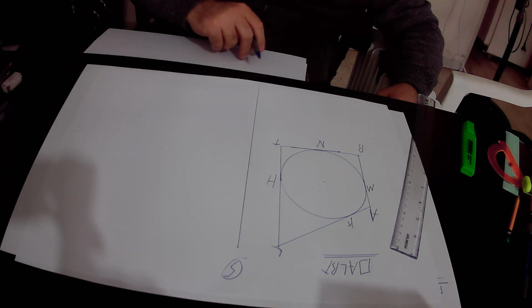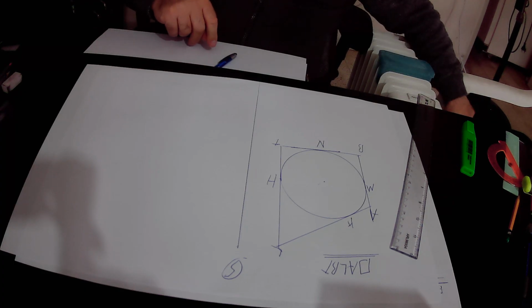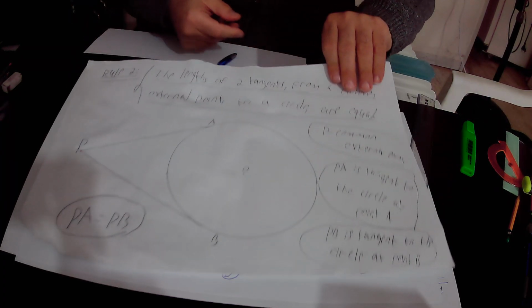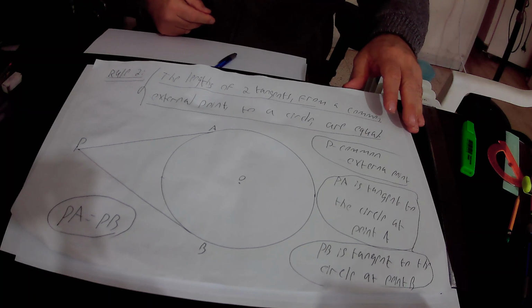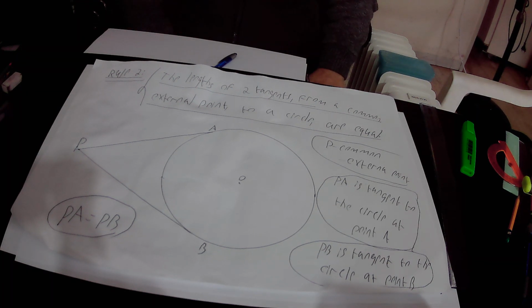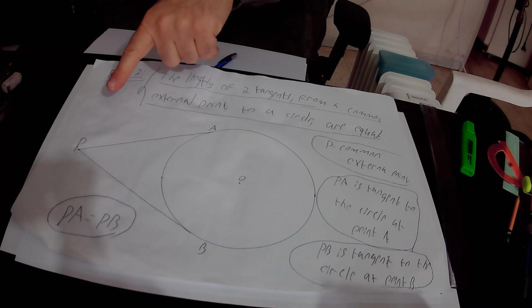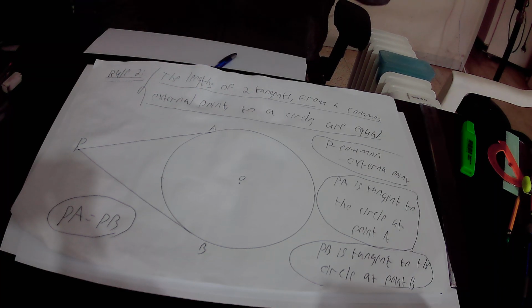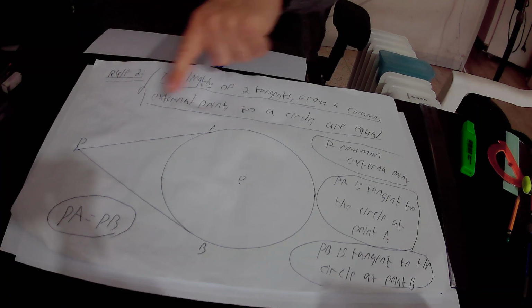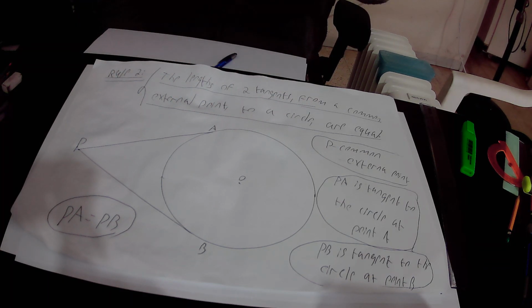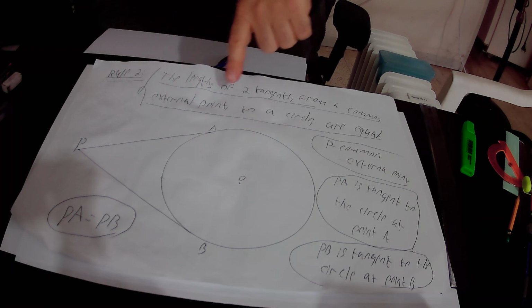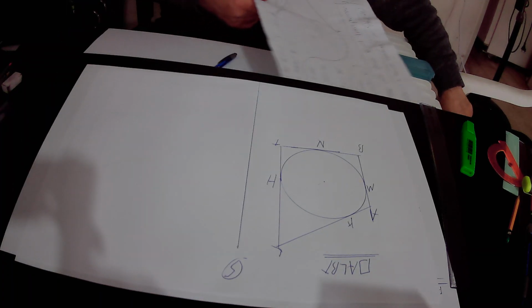Here we can implement rule 2. I'll quickly repeat rule 2. According to rule 2, the lengths of two tangents from a common external point to a circle are equal. In the drawing we have a circle and also this common external point, point P. From the common external point, point P, we have two tangents to the circle, tangent PA and tangent PB. And according to this rule 2, they are equal to each other. That is, PA equals PB. We can actually implement rule 2 in our drawing.